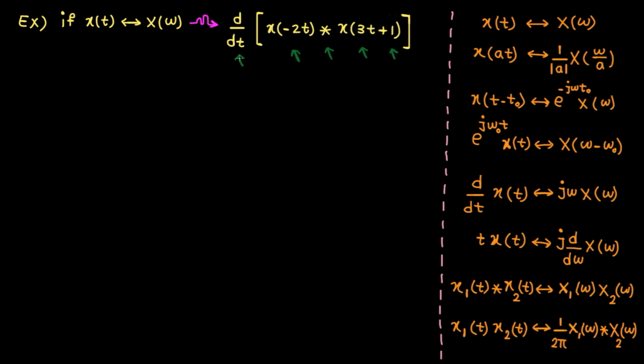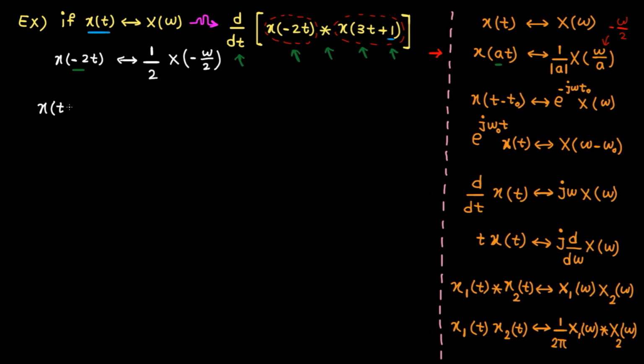This is super simple. Let's start with this term and use the time scaling property where a is minus 2. To use this property, we need to replace omega by omega over minus 2. So here's what we get. The absolute value of minus 2 is 2. Now let's consider the second term.